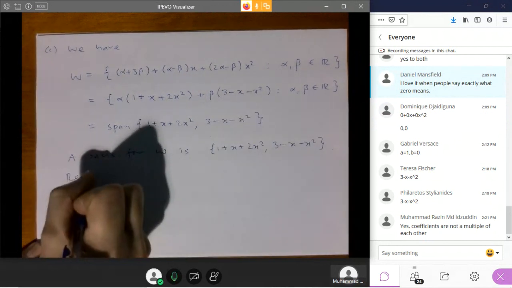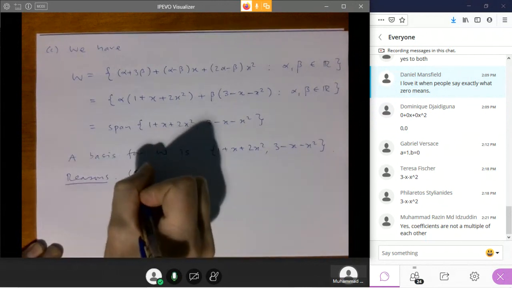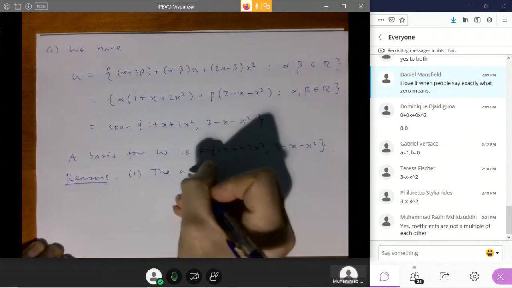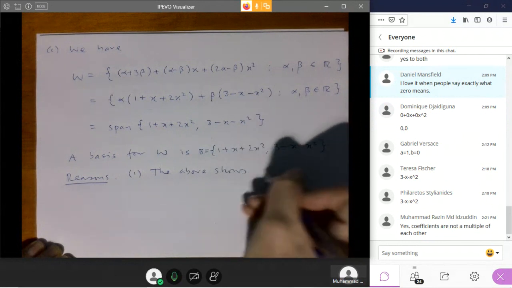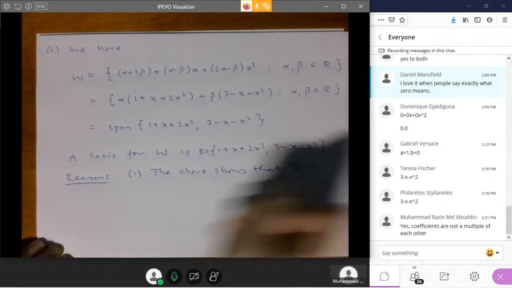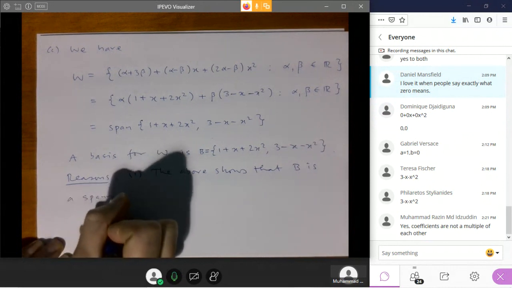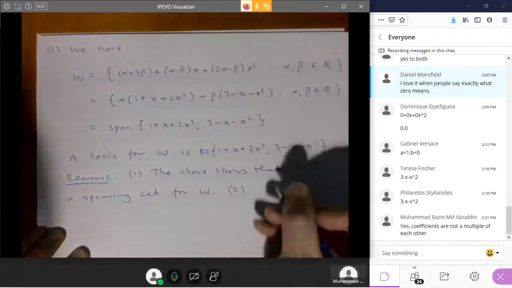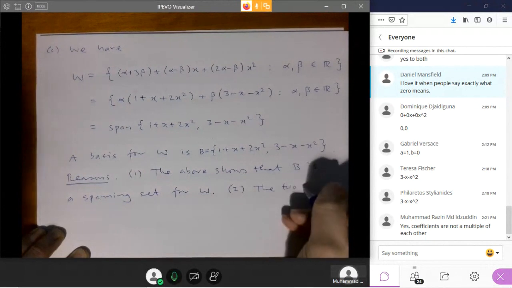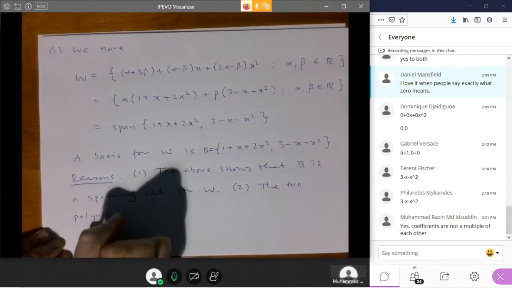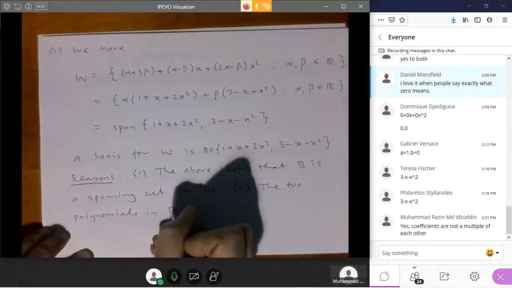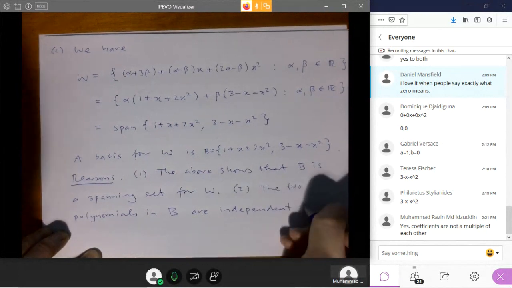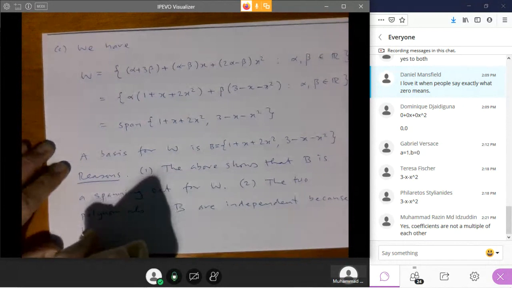Okay, and reasons. I say, first of all, the above, let's give it a name to save a bit of writing. I'll call it B. B equals that set there. The above shows that B is a spanning set for W. And secondly, the two polynomials in B are independent because they are not scalar multiples of each other.